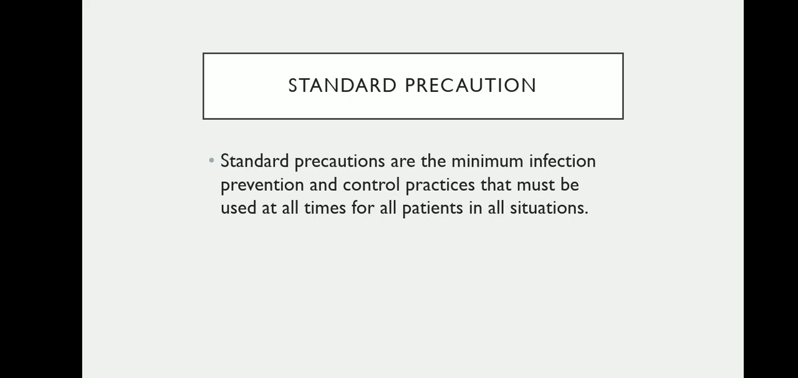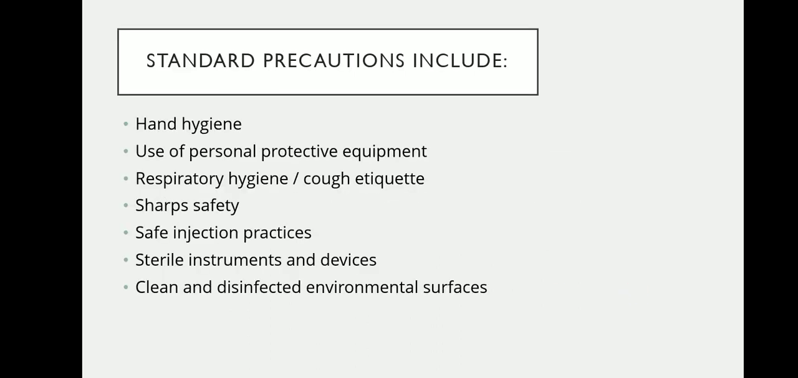Standard precautions are the minimum infection prevention and control practices that must be used at all times for all patients in all situations. Standard precautions include hand hygiene, use of personal protective equipment, respiratory hygiene or cough etiquette, sharp safety, safe injection practices, sterile instruments and devices, and clean and disinfected environmental surfaces.